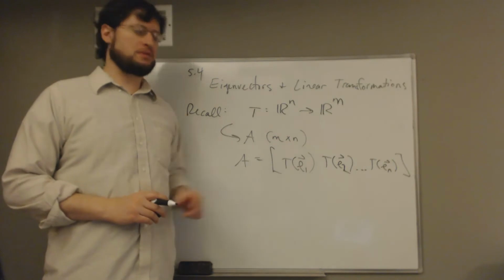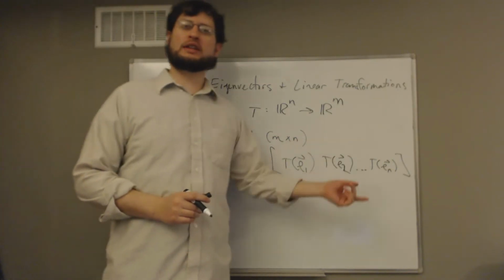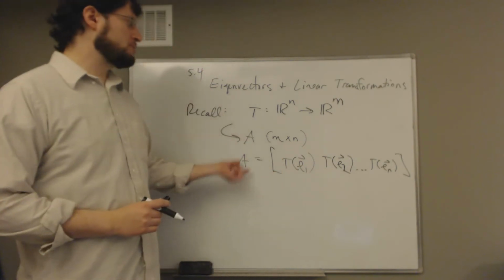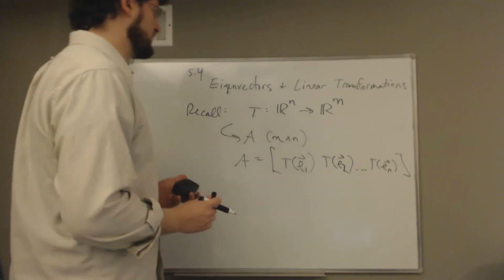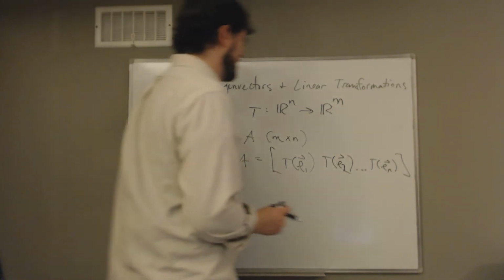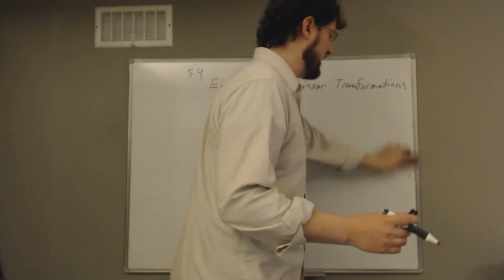So this is back from some previous chapters, but this is how we create the matrix corresponding to a given linear transformation. So that's the first thing. Now, we need to move to a bit more of an abstract setting.